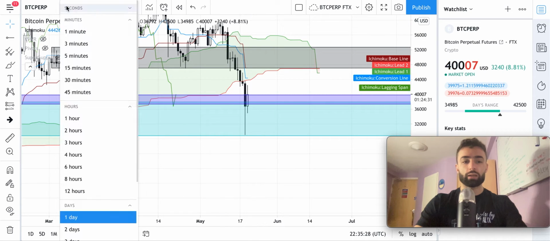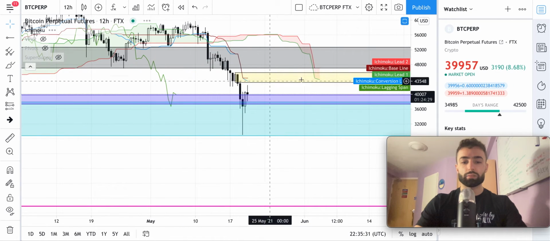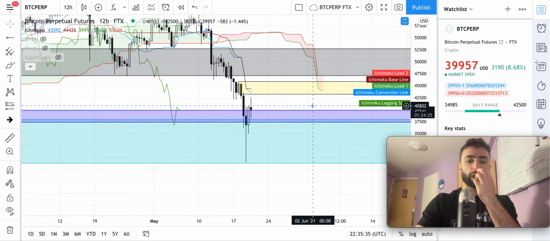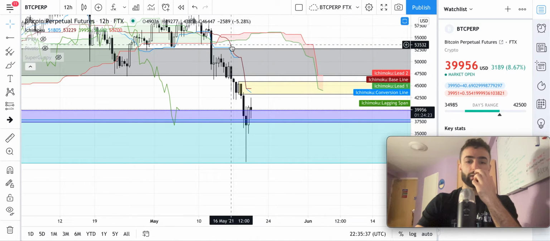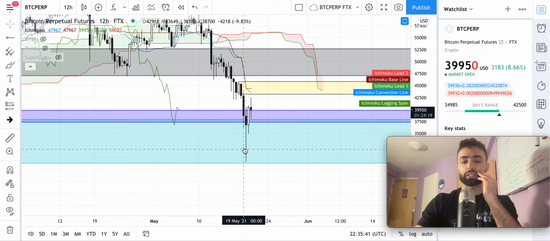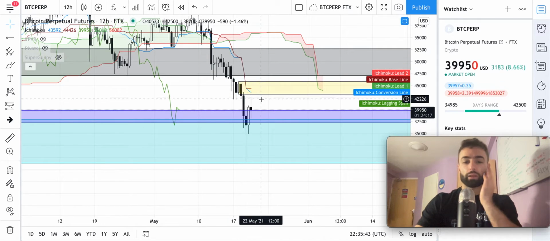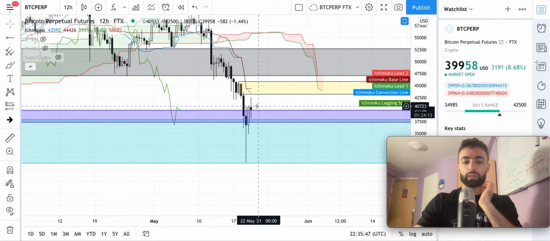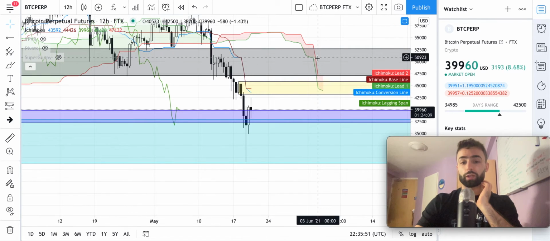We're currently not in trouble yet in terms of the bulls, but the 12-hour Ichimoku cloud is in full bear position ever since we got that up here on the 16th of May. We've had a pretty significant drawdown since that point. Right now, you can see that this is still in the most bearish position.